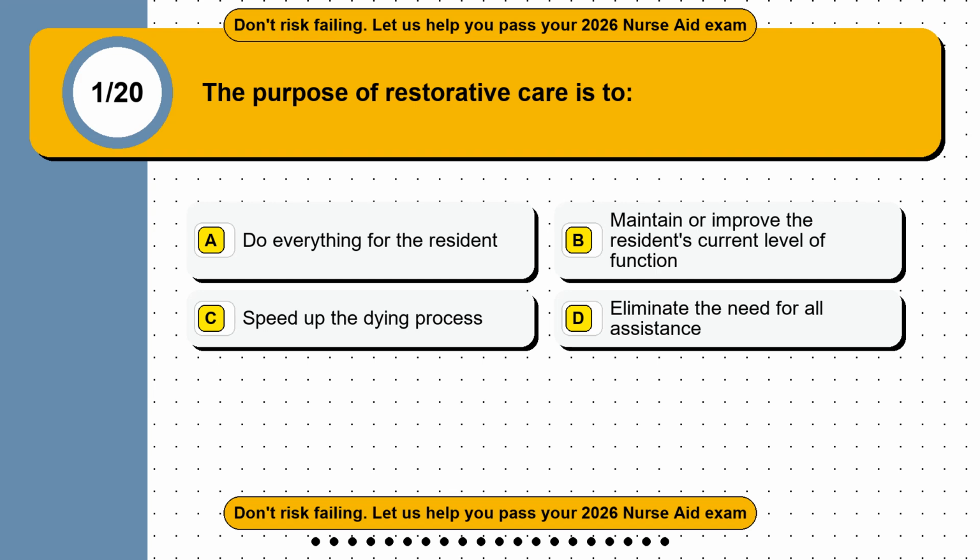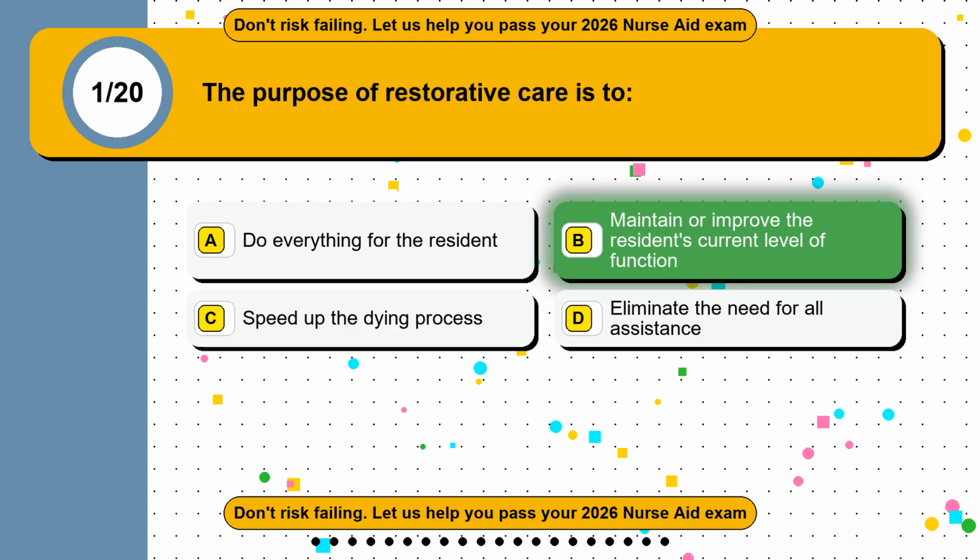Question 1. The purpose of restorative care is to: Option A. Do everything for the resident. Option B. Maintain or improve the resident's current level of function. Option C. Speed up the dying process. Option D. Eliminate the need for all assistance. The correct answer is option B. Maintain or improve the resident's current level of function.